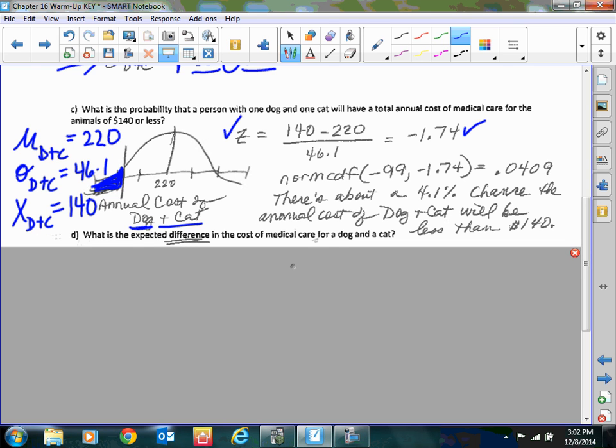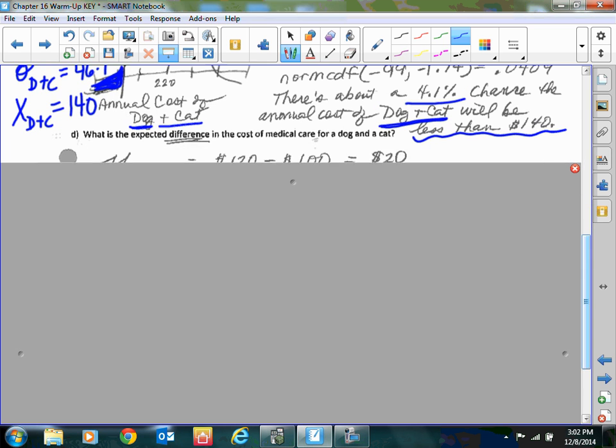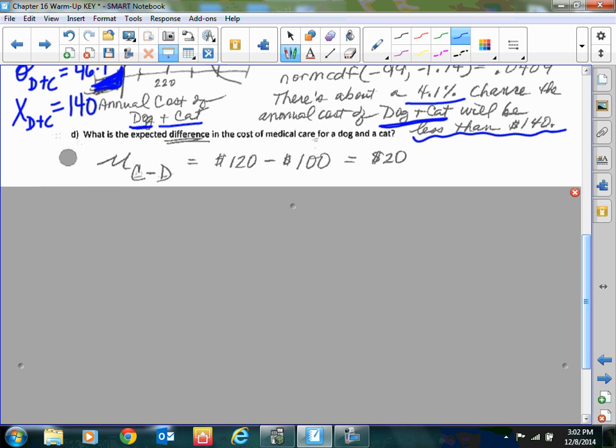So there's only about a 4.1% chance that the annual cost of a dog plus a cat will be less than $140. So that person should probably budget more than $140 because there's only a 4% chance that it will average less than that. Now, the difference would be the subtraction of them.